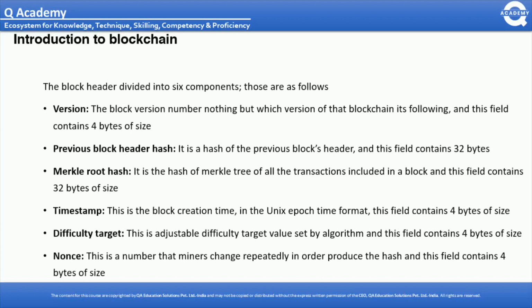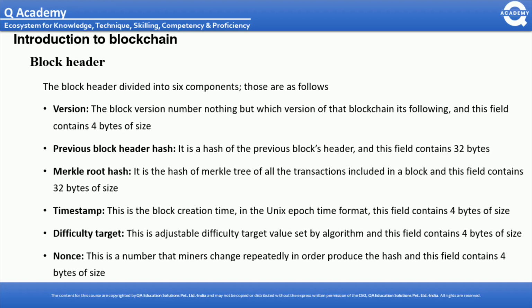Block header. The block header is divided into 6 components. Those are as follows. Version. The block version number is which version of that blockchain it's following, and this field contains 4 bytes of size. Previous block header hash. It is a hash of the previous block's header, and this field contains 32 bytes. Merkle root hash. It is the hash of the Merkle tree of all the transactions included in a block, and this field contains 32 bytes of size.